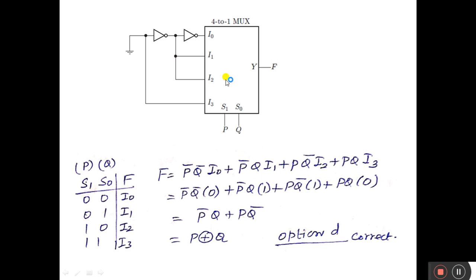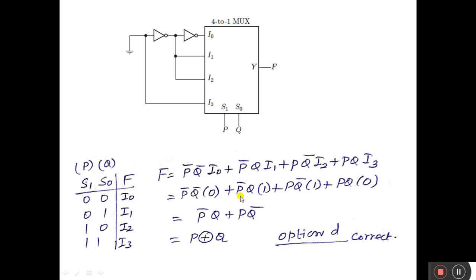Again I1 is taken from here, this is 0. After this inverter the value is 1. So I1 becomes 1, so I wrote 1 here. Further, the same 1 appears in I2 also, so I put 1. And I3 is directly connected to the ground line. If it is grounded, that value will become 0. So this term is cancelled and this term also cancelled because both values are 0.